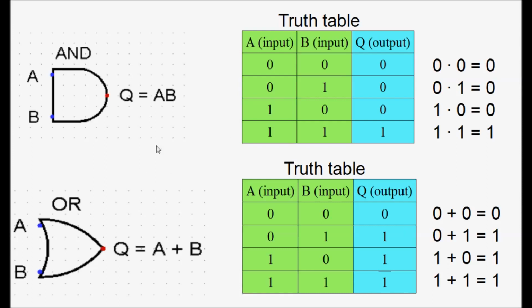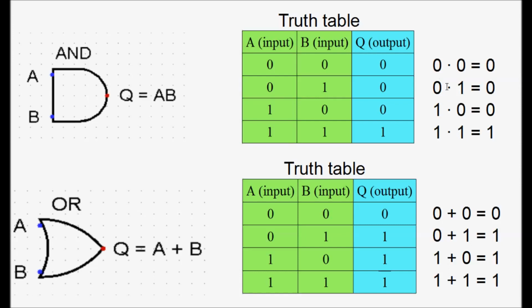As we know, the equation for the output of AND gate is A times B. So what we have to do for AND gate is multiply our inputs to get the output. Now, if we multiply 0 by 0, the result is 0.